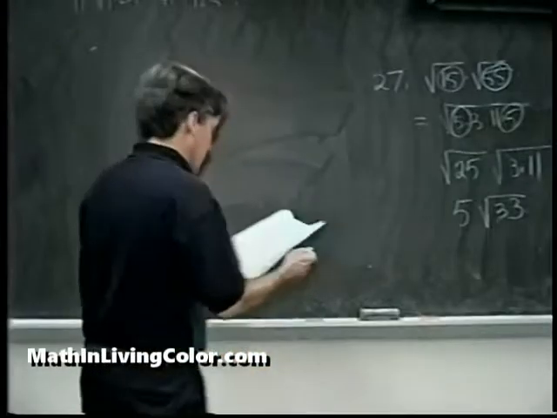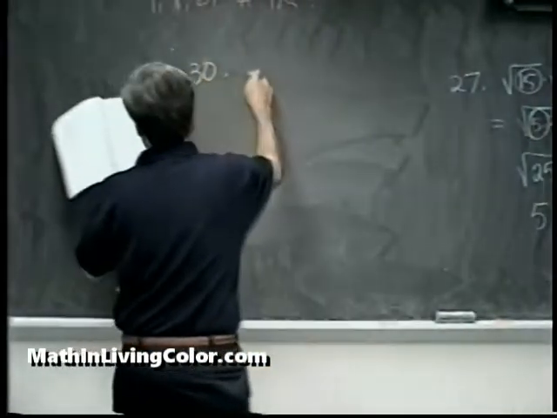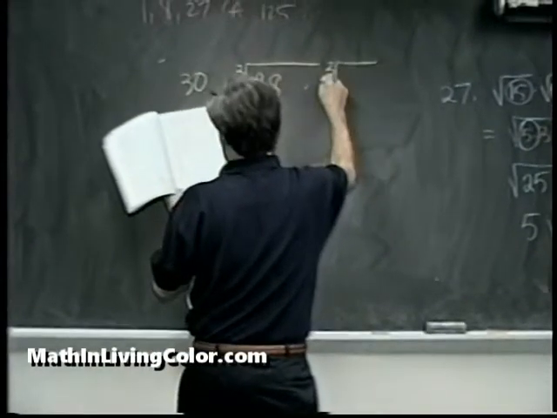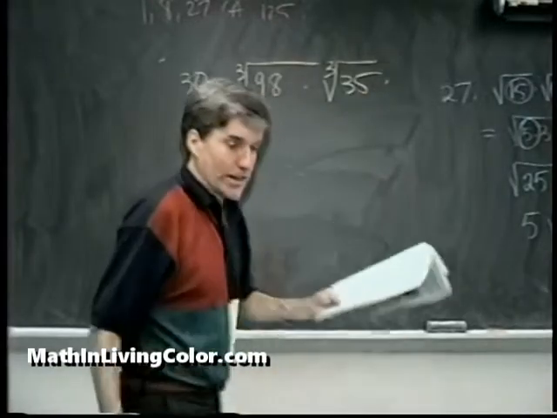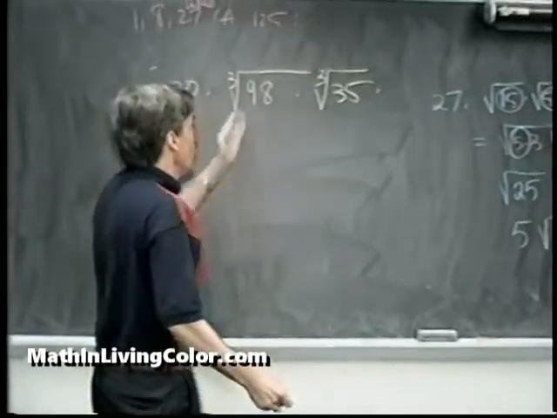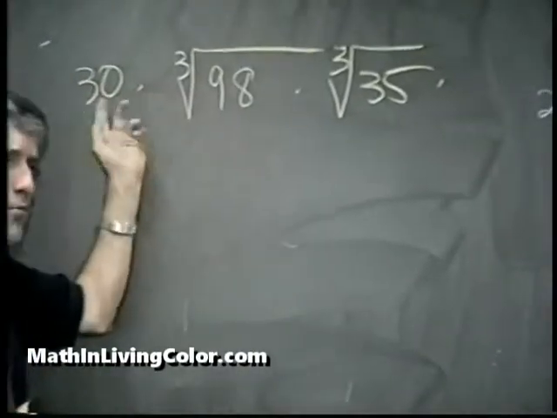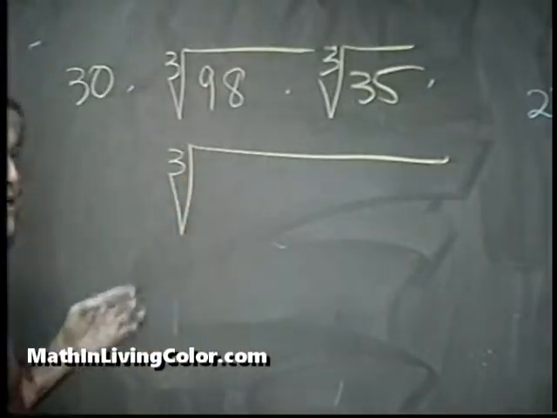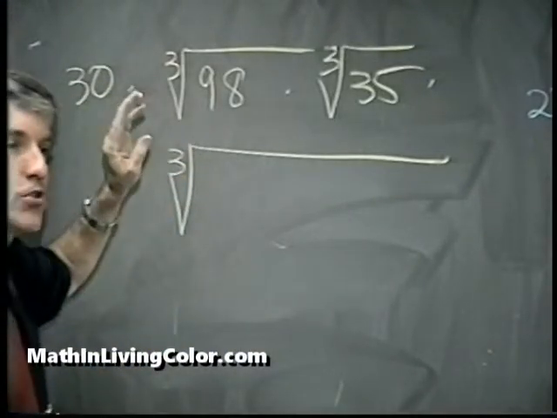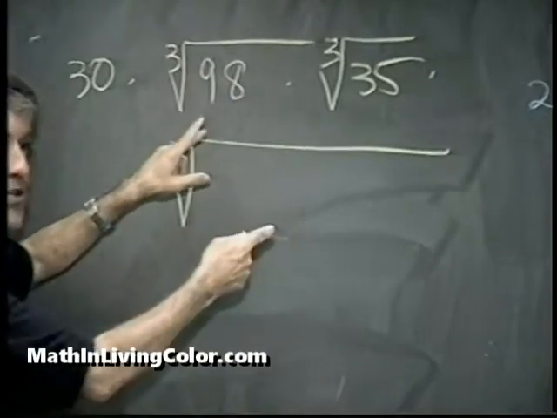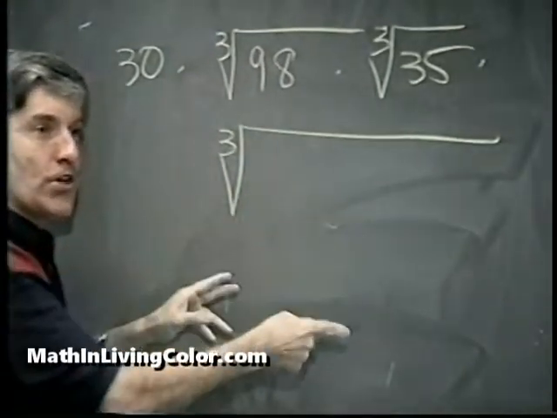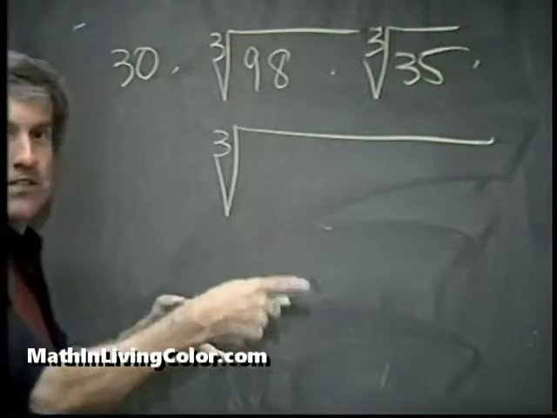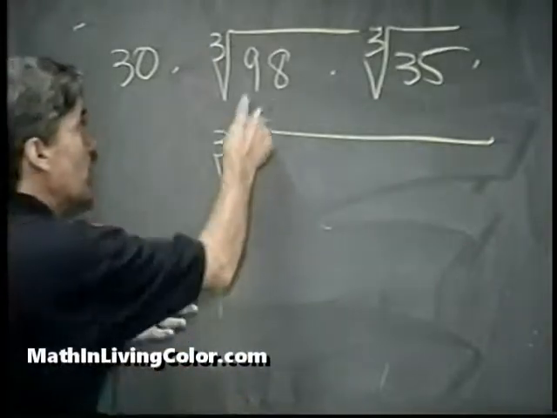Now number 30, it says the cube root of 98 times the cube root of 35. And I want to break those down. Now with a perfect cube root problem, what we'll want to do is look for 3 of a kind, because a perfect square will be represented by a pair of numbers. 3 factors the same would be a perfect cube, like 3 times 3 times 3, or 7 times 7 times 7. The cube root of 7 times 7 times 7 would be 7. So anyway, let's break this down.